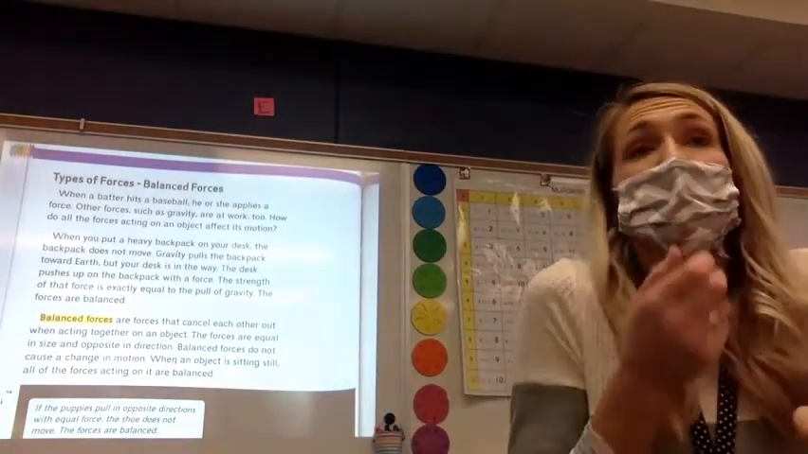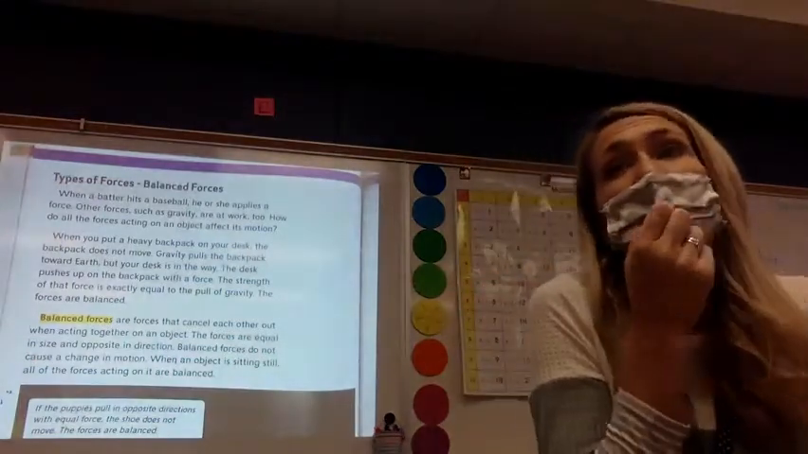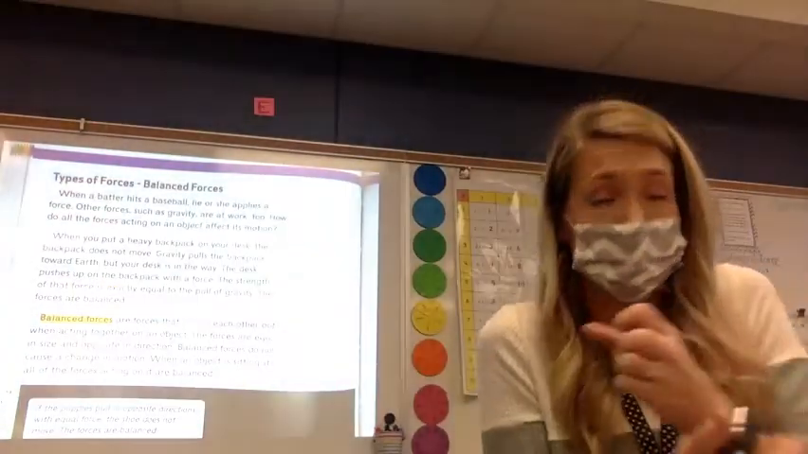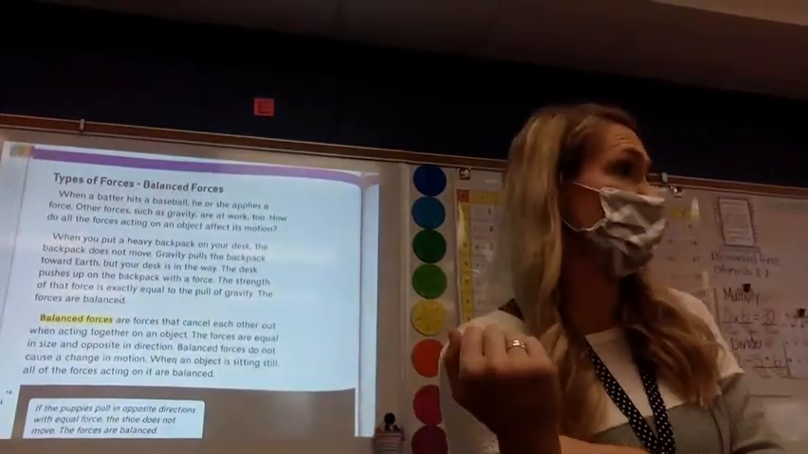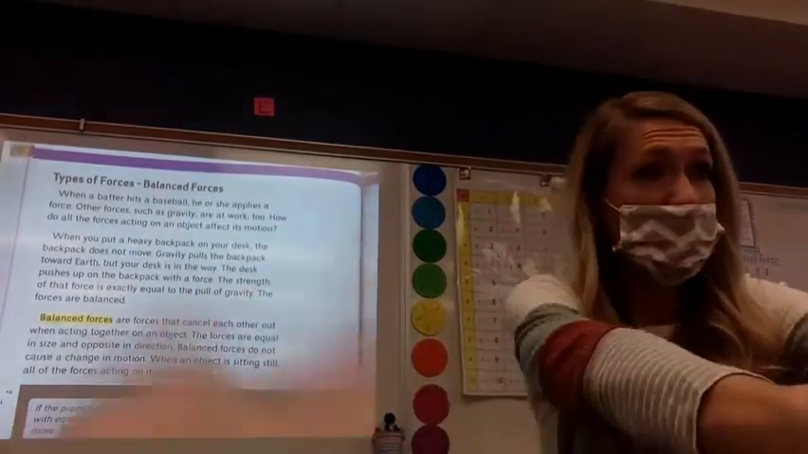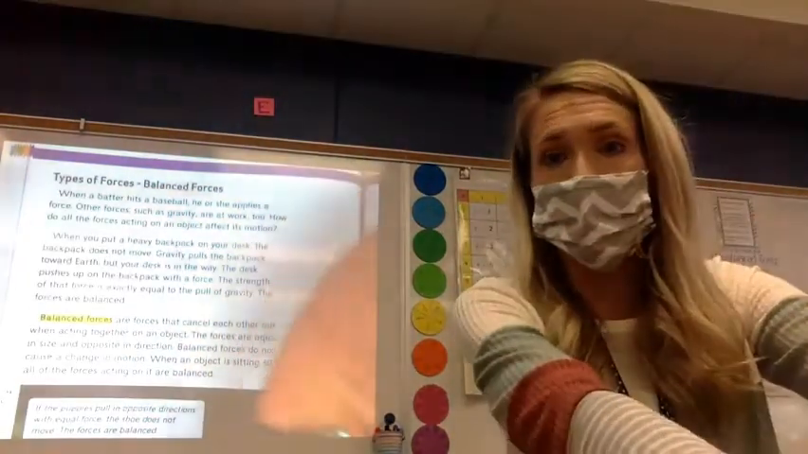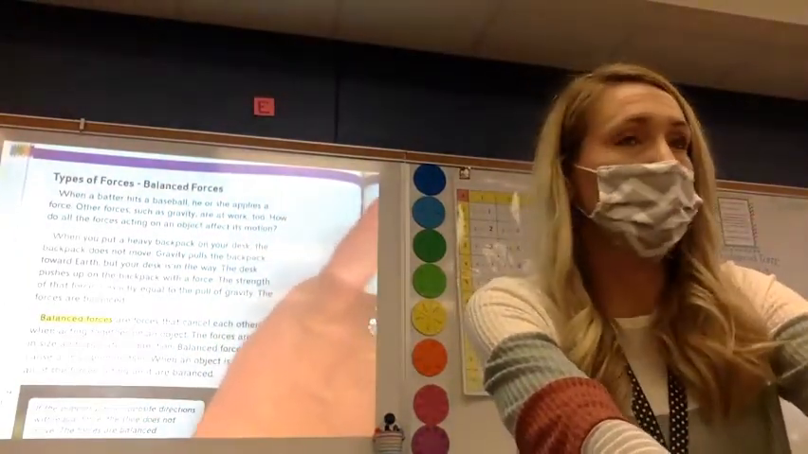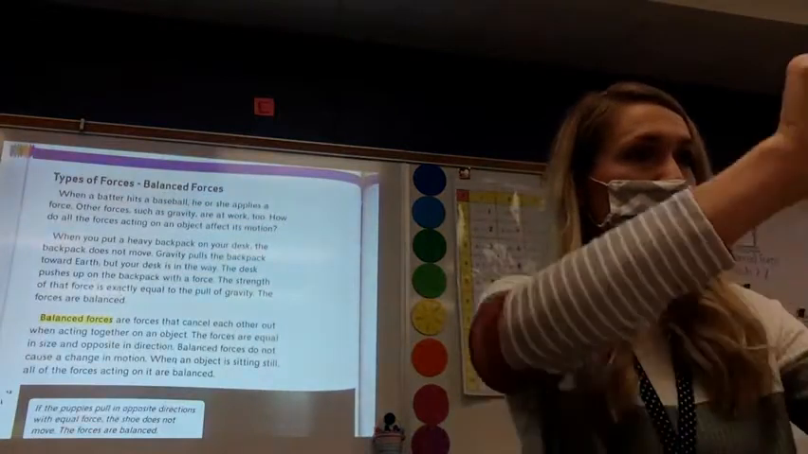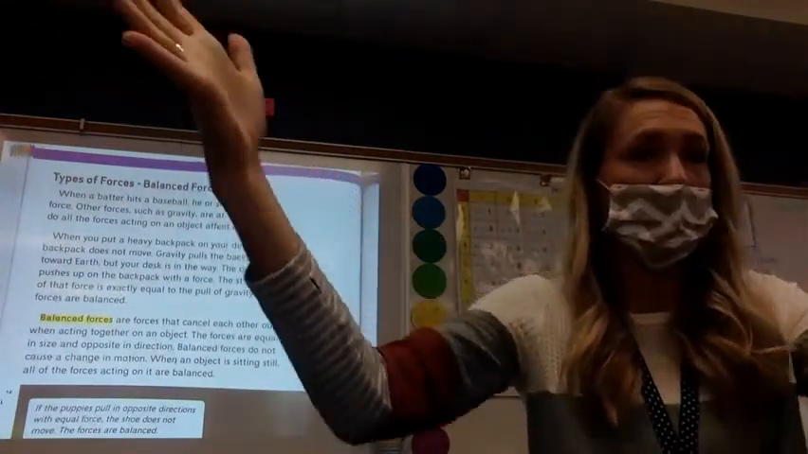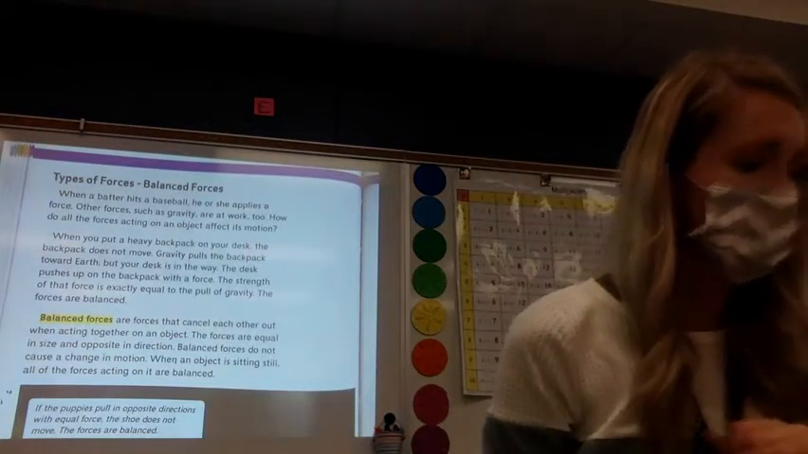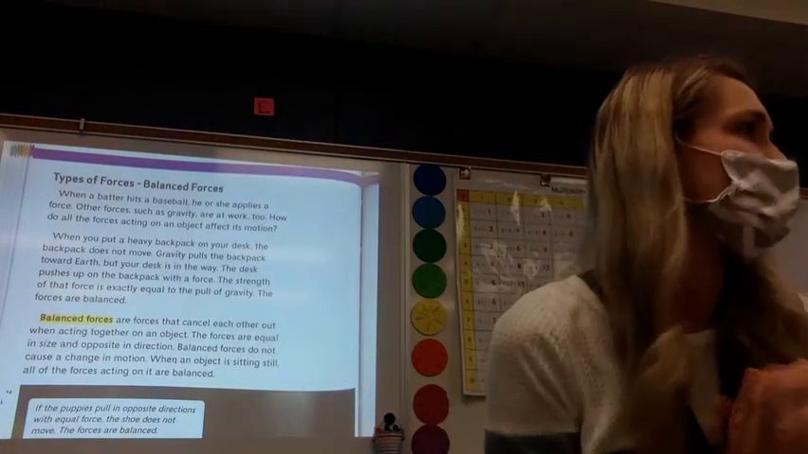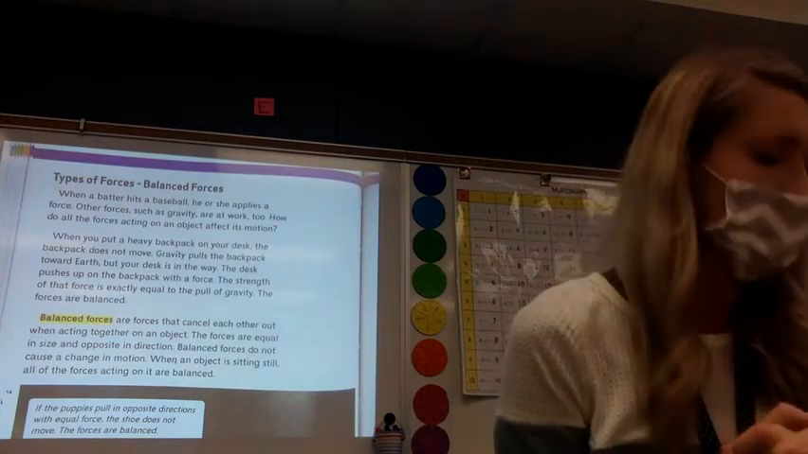So I could be pulling it really hard and he could be pushing it really hard. Is it going to move if I'm pulling it and he's pushing it? Because we're trying to go in the same direction. But if we're both pushing and we're facing each other, are Griffin and I going to be able to move it? No, because those forces are opposite. If we're going the same way, we'll move it. If we're going opposite of each other, we're not going to be able to move it. When an object is sitting still, all of the forces acting on it are balanced.